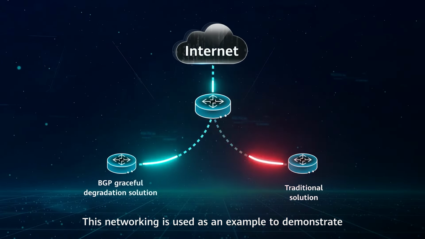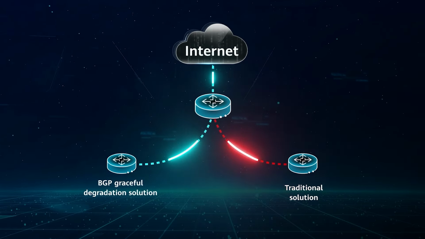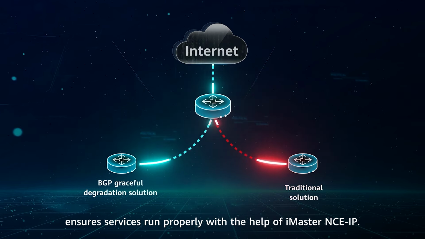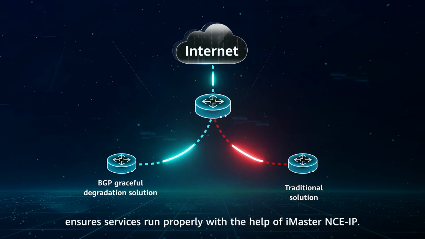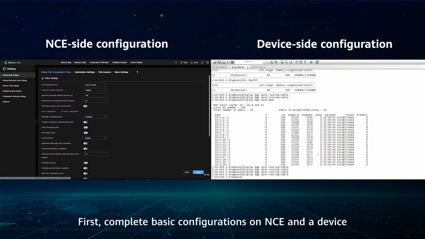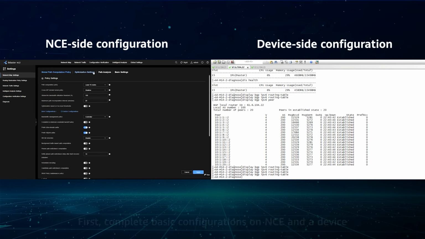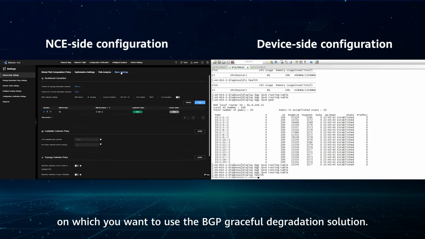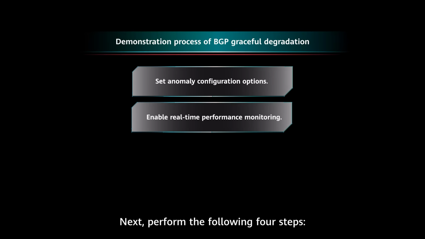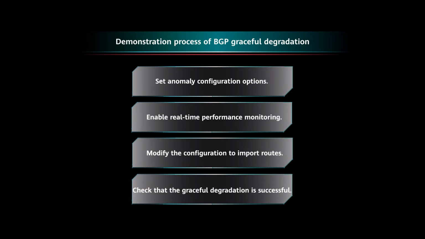This networking is used as an example to demonstrate how BGP Graceful Degradation ensures services run properly with the help of MASTER and CEIP. First, complete basic configurations on NCE and a device on which you want to use the BGP Graceful Degradation solution. Next, perform the following 4 steps.